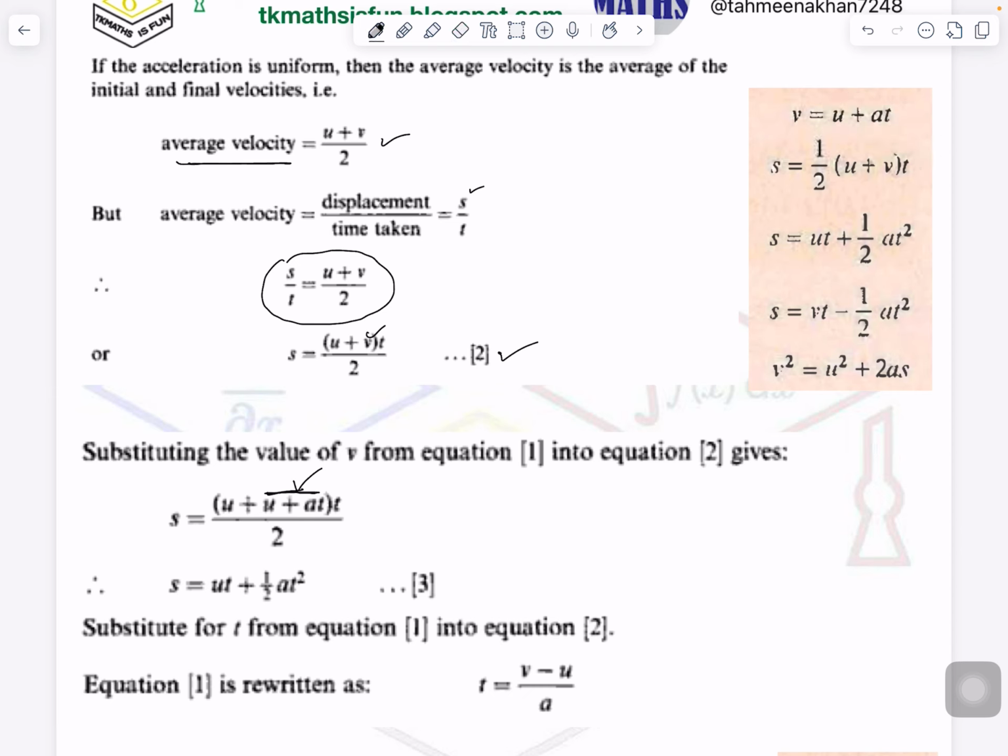But at the same time, if you make t the subject from equation 1, you will get t equals v minus u divided by a. And then substitute it here, in s equals (u plus v) t over 2. So here in place of t, if you plug in this value, you will get this equation.